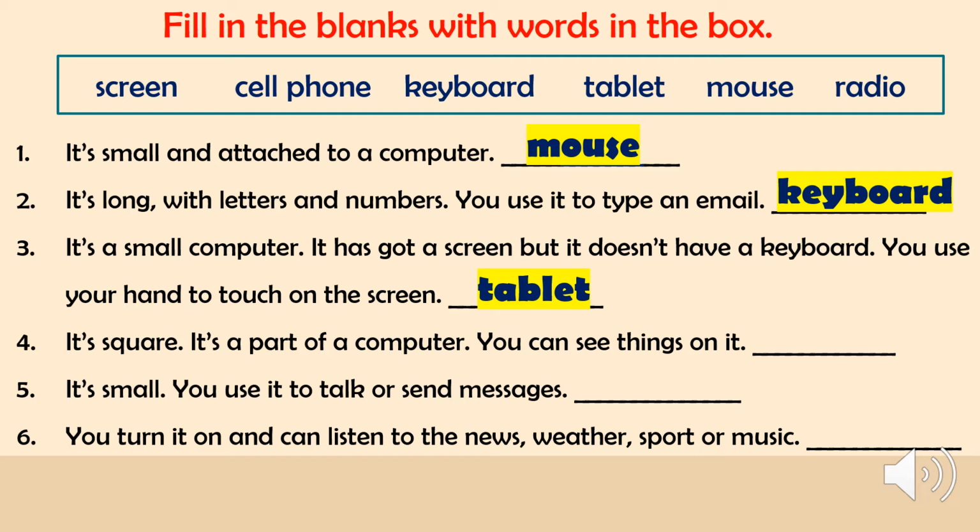Number 4 is square. It is a part of a computer and you can see things on it. Let's imagine the computer. What thing is square? And you can look at this one and you can see everything that is shown. What's that? Yeah, this is a screen.